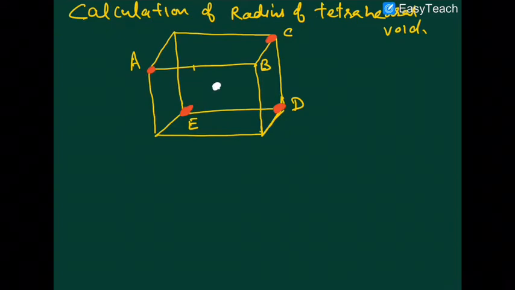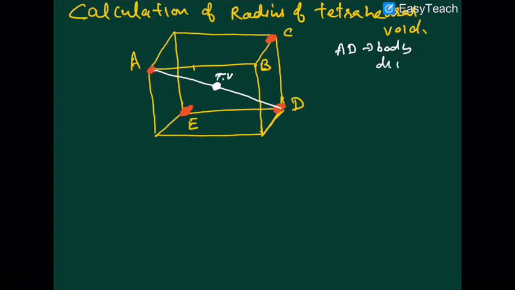It is given by this space, this white dot and this white dot. That is the tetrahedral void, and they are on the body diagonal. So I am just drawing a body diagonal now here. Okay, and now I will. So AD represents the body diagonal. AC is representing the face diagonal.